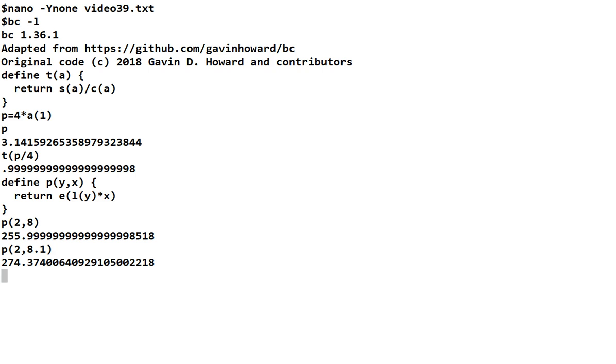How can I get the cube root of 27? What's the cube root of 27? Well, 3 times 3 times 3 is 27. So the cube root should be 3. So if we say, aha, that's just the power to the 1/3. So if we say P of 27 to the 1/3 power, you see it's very close to 3.